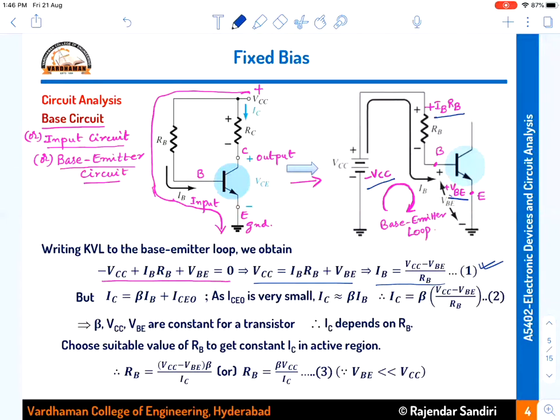VCC is a fixed value which we give as a battery, maybe 10 volts, 12 volts, 15 volts, a fixed value of the battery we connect. And VBE is also constant because it is a forward bias junction. VBE is nothing but the base emitter voltage, which is equal to the cut-in voltage of the diode. For a silicon diode, VBE will be 0.7 volts. And VCC is the given supply voltage. It may be 15 volts, 10 volts, or 12 volts. Say it is 12 volts.